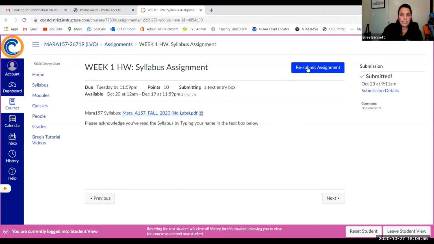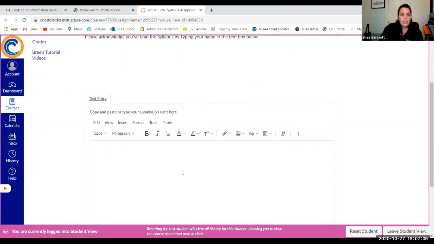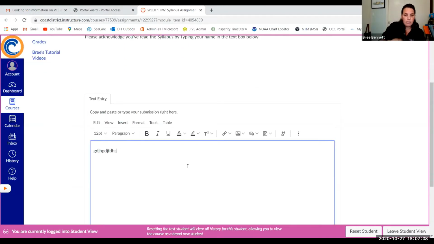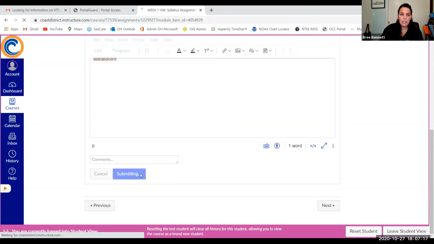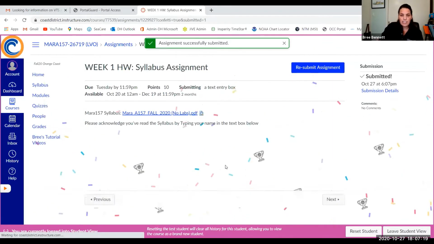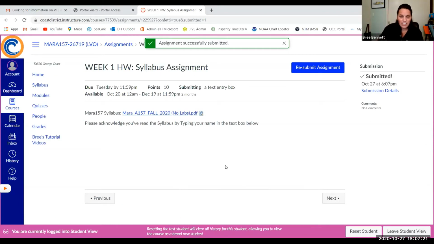You have to click submit assignment. I already did the test, so that's why it says resubmit. But you have to click up here, submit assignment. And then you can type in whatever you want. And then you click submit assignment again. So it's 2 clicks of the submit assignment. And then you get this confetti. Yay, you've submitted. And it should say submission check.